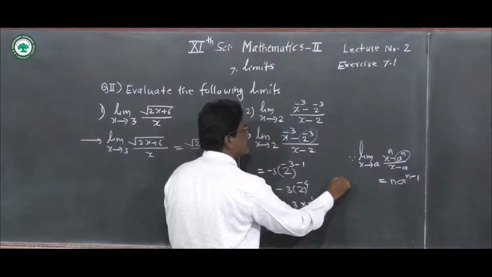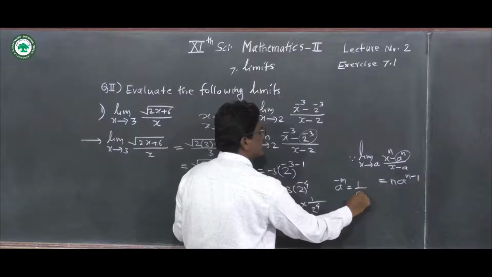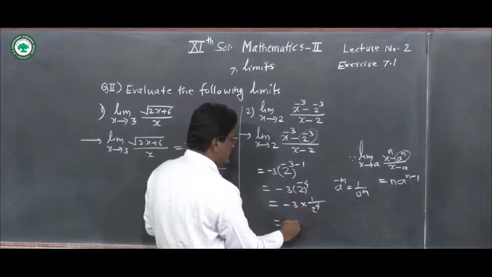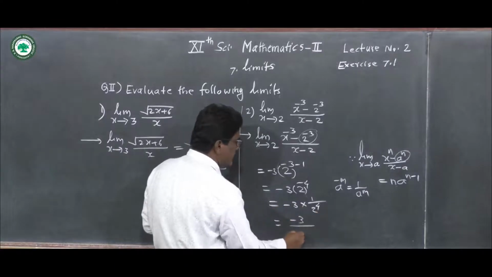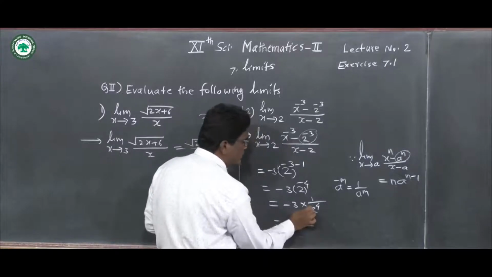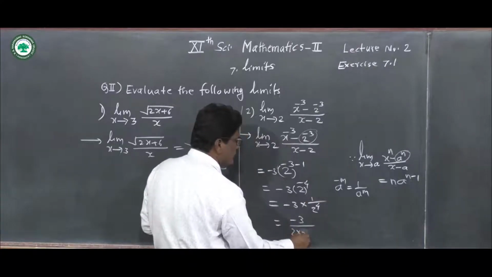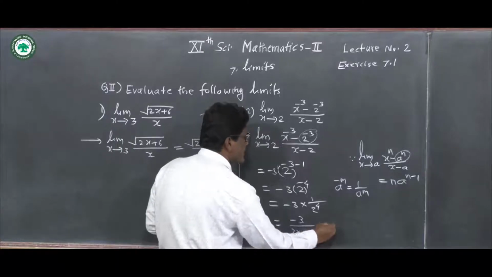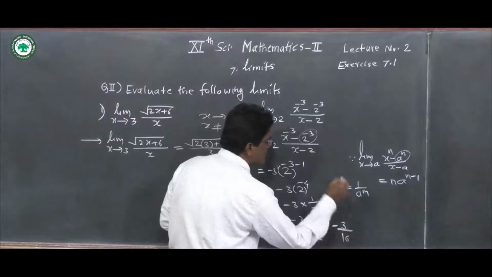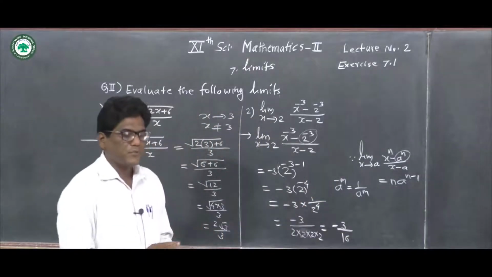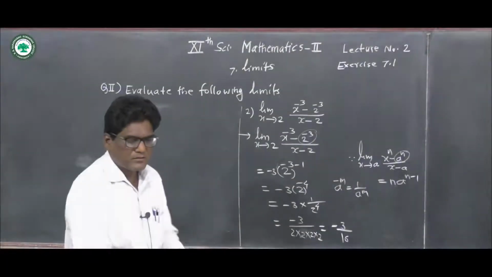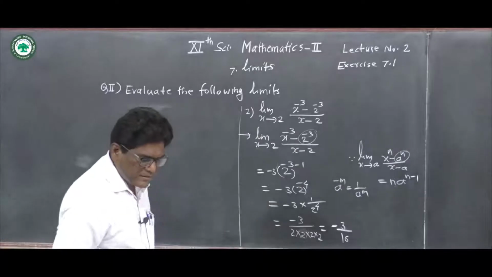Using the rule of indices, a to the power minus m is equal to 1 upon a to the power m. So it is equal to minus 3 into 1, that is minus 3 divided by 2 to the power 4. 2 to the power 4 means take the product of 2 four times, that is 2 into 2 into 2 into 2. So it is minus 3 upon 2 to the 4, 4 to the 8, 8 to the 16, which is minus 3 upon 16. So this is the solution for the second problem. Now the third problem, limit x tends to 5.